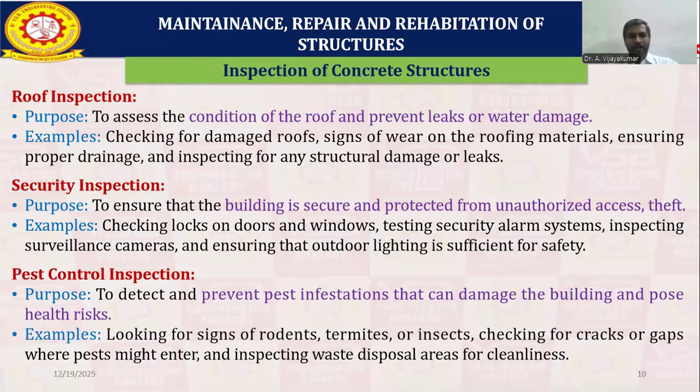Then pest control, to detect and prevent pest infestation that can damage the building and also pose health risks. Some pests may be found in the home, and with that we need to control them. Look for signs of rodents and termites; termites definitely will come, and if you're not using the wooden areas properly, termites will occur there. Check the cracks and gaps where pests might enter, and inspect the waste and disposal areas of the cleaners. So we need to check properly for pest control.